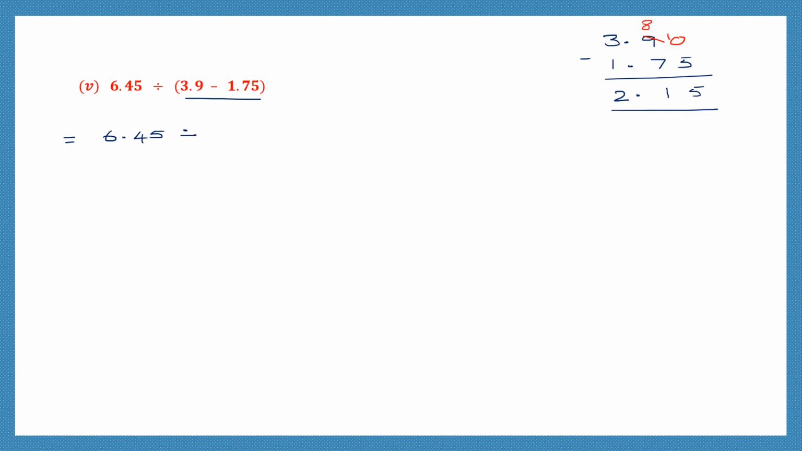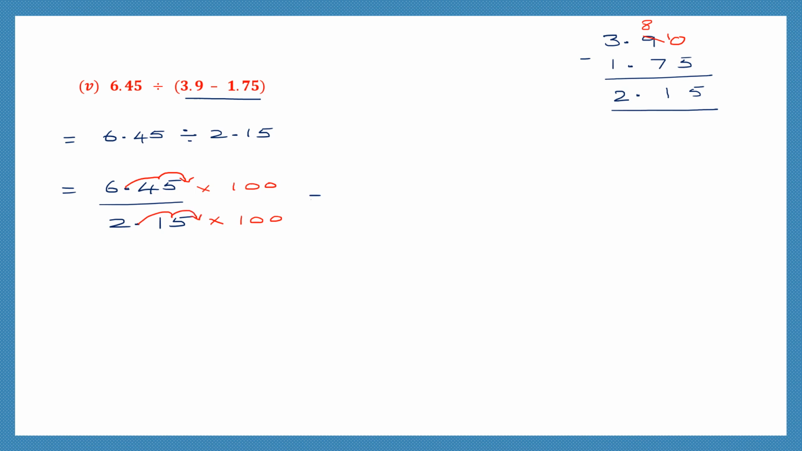So here 6.45 divided by 2.15. Again, as you can see, the divisor is the decimal number. So we need to put this in the form of a fraction. So this will be 6.45 divided by 2.15. Now we are going to make 2.15 a whole number. So we have to move the point 2 places to the right. That means we have to multiply this by 100. Multiply this also by 100. So the point will move 2 places. So 1, 2, it will come here. Here also 1, 2, it will come here.